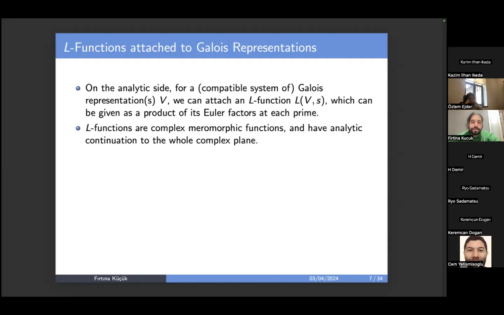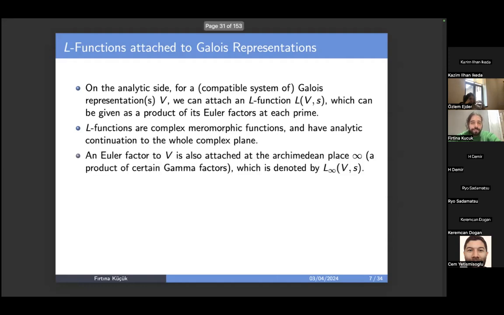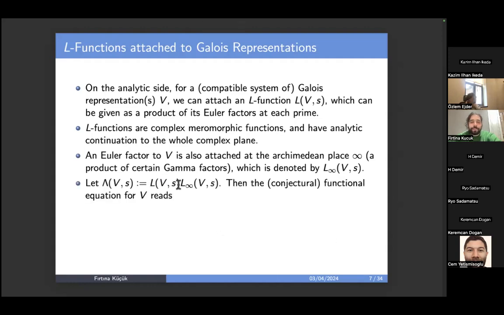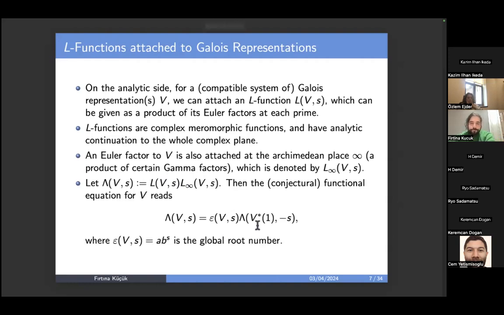L-functions are complex meromorphic functions. We can also attach an Euler factor at infinity, and this is a product of certain gamma factors. If we multiply this L-function with the gamma factors, then it satisfies, conjecturally, a functional equation, which looks like this. It relates the L-function of V to the L-function of V star one, where V star denotes the dual of V, twisted by one.